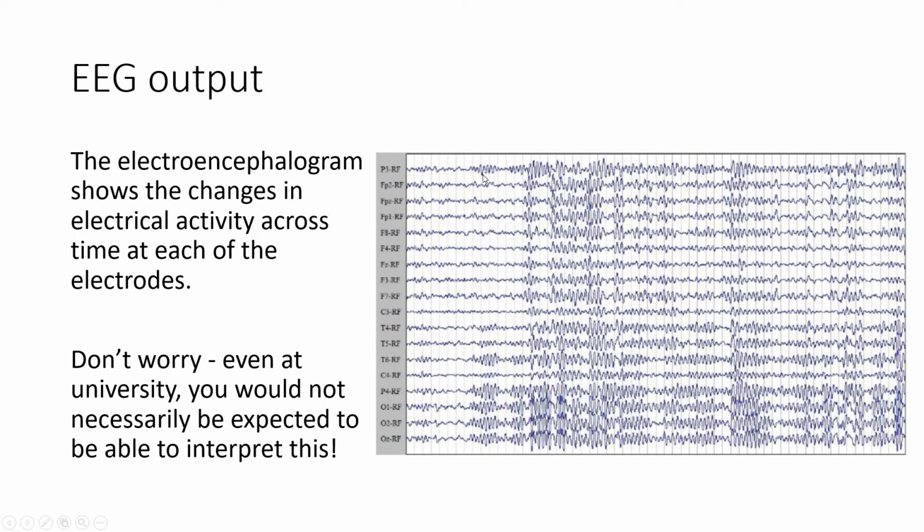So the EEG output would look something like this, and each one of these would correspond to one of the electrodes. Now, don't worry, even at university level, you would never be expected to be able to interpret one of these unless you specifically chose to do a study involving EEG. Even at master's level, my friend did a master's in cognitive neuroscience, and she only had to do a tiny bit of this because it was directly relevant to what she was studying. So although it is a very complicated output, it's not something you would be expected to read even at degree level.